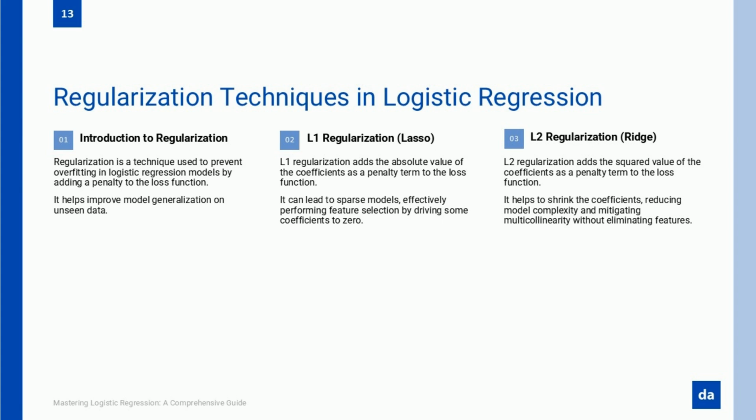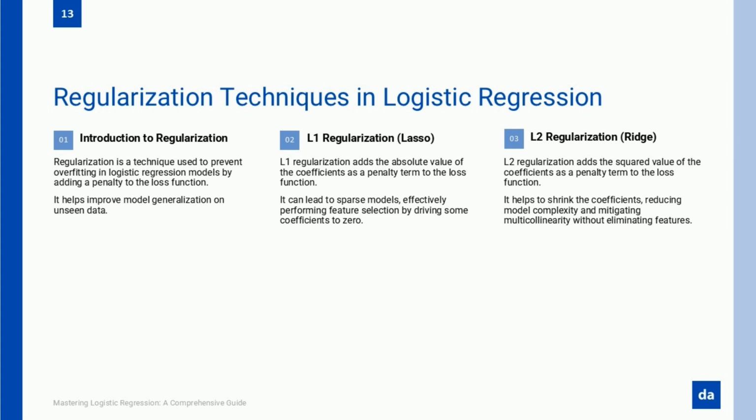Then there's L2 regularization, also known as ridge regression. Ridge takes a slightly different approach. Instead of completely removing variables, it shrinks all the coefficients, preventing any one feature from dominating the model. Think of it like putting a limit on how much weight each feature can carry. It balances the workload so no one predictor goes overboard. This is especially useful when you have highly correlated variables, since it helps reduce multicollinearity.